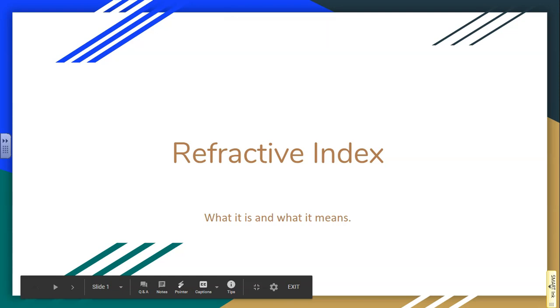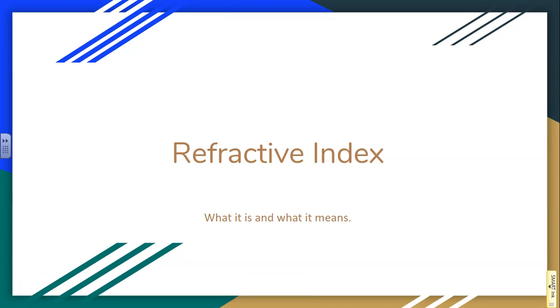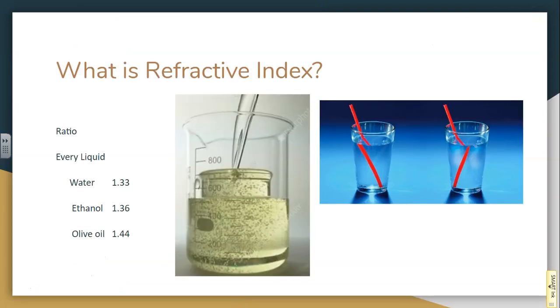Hey everybody, I wanted to take a little bit of time to talk about refractive index, or sometimes we reverse those two words and call it index of refraction. But this is a laboratory technique that we use pretty often, and it's pretty easy to use. And I think it's important for us to spend just a little bit of time talking about what it is and what it means. Some of the nitty gritty of refractive index is really, it's a ratio.